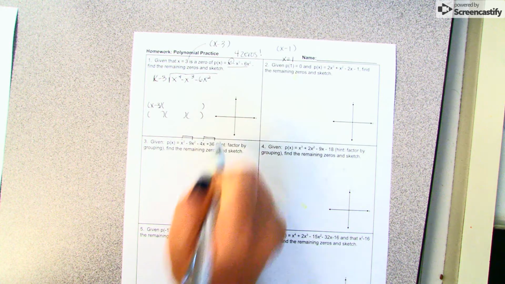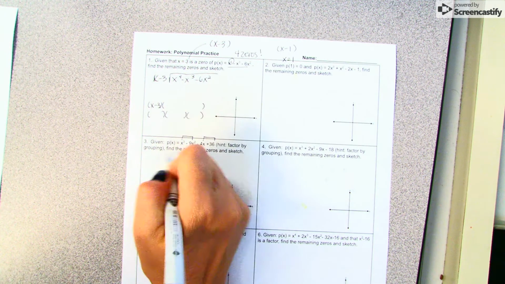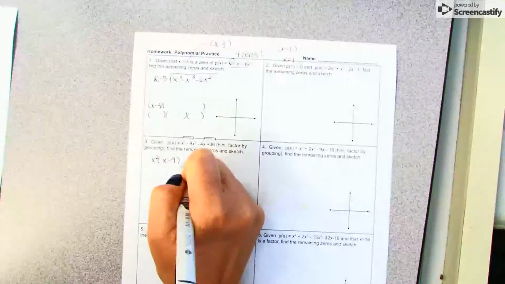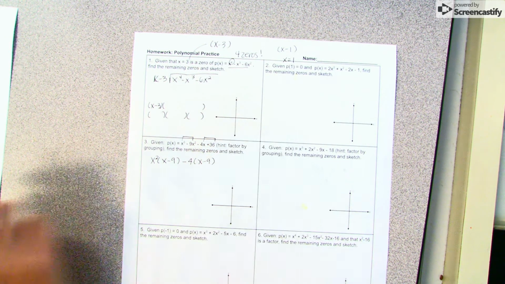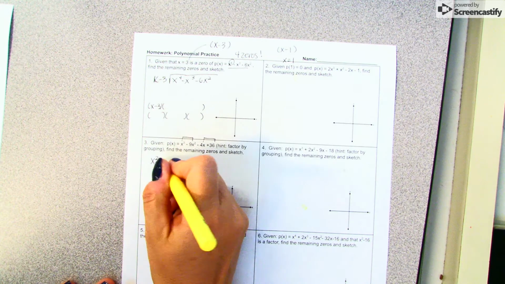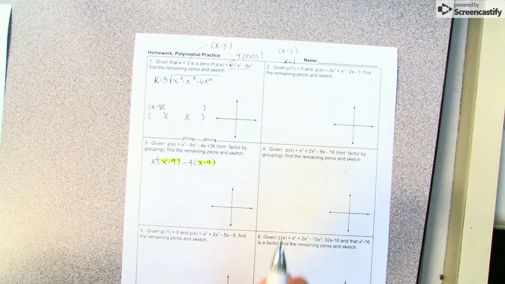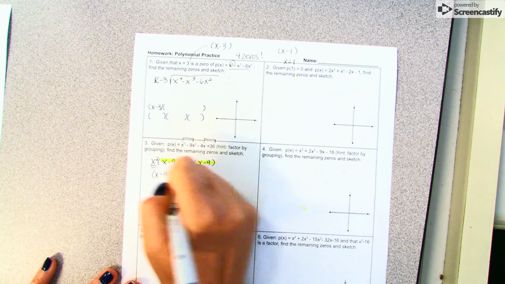I'm going to walk you through the factoring of this one a little bit because number 4 is exactly the same. So I'm going to take out a GCF of an x squared. And then on this one, I'm going to take a GCF of 4. And then if you remember factor by grouping, after you do that, you're going to GCF again because both of these terms have x minus 9 that you can take out. And then I'm left with x squared minus 4.